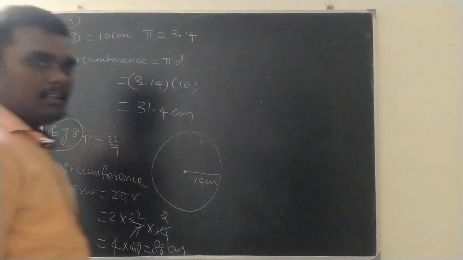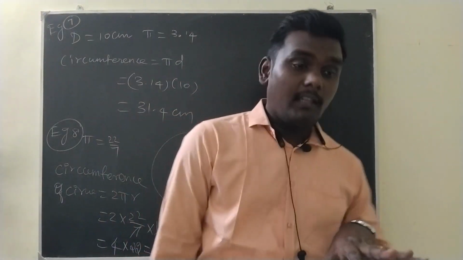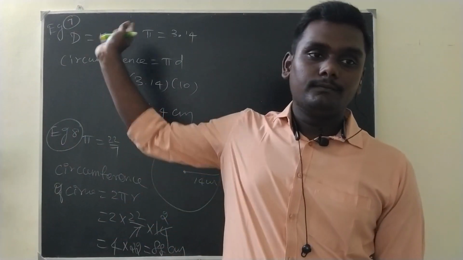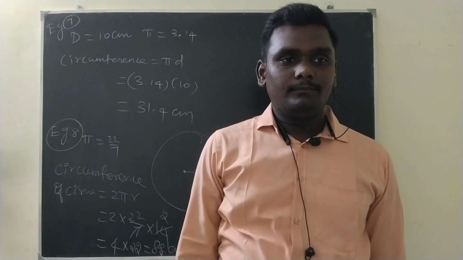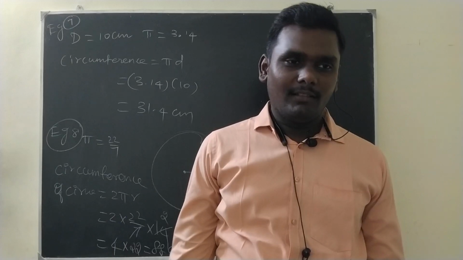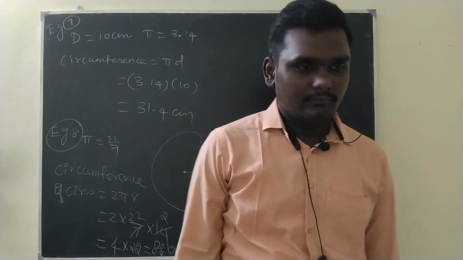So if radius is given, we should use 2 pi r as the formula. If diameter is given, we should use pi d as the formula. Don't strain yourself converting radius into diameter or diameter into radius. See what is given and use the formula accordingly. That's it.